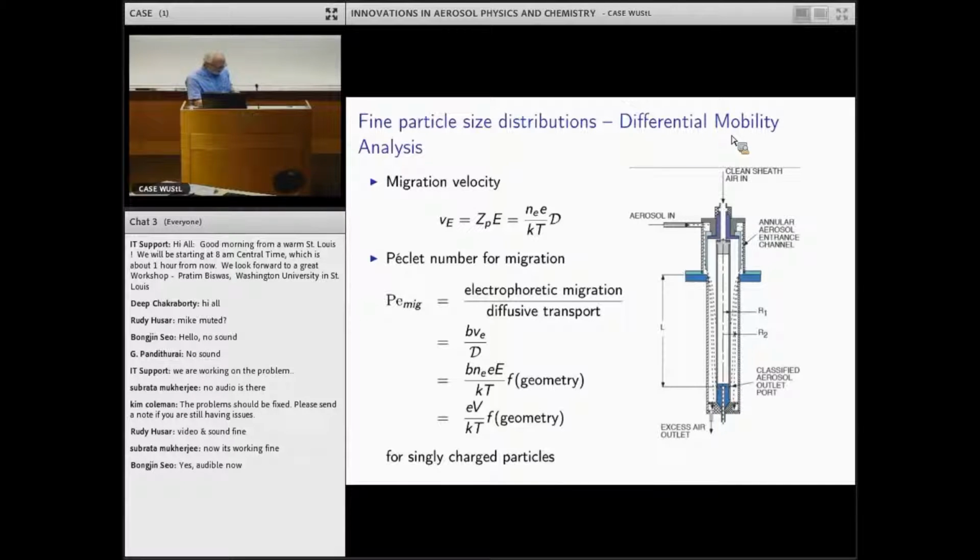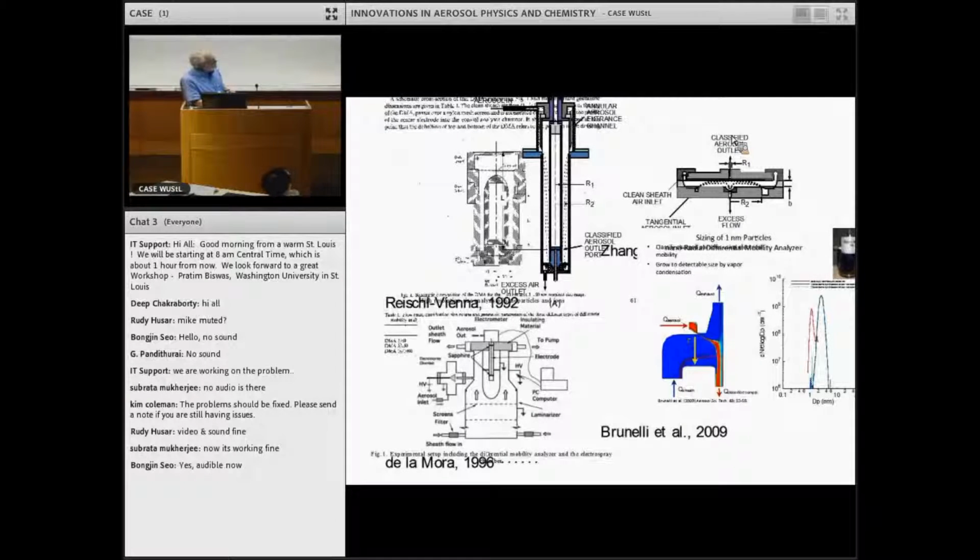We need to bring other parts into it. This one got scrambled quite a bit, but we have a variety of different DMAs from the original Knutson and Whitby design. That was not the original DMA. The original DMA was by Erikson, published in 1918. It is actually an old technique. He was using it to measure molecular ions.